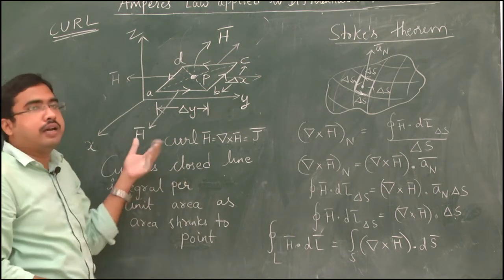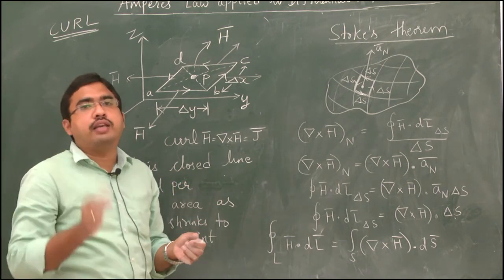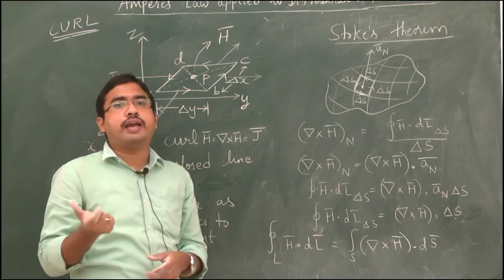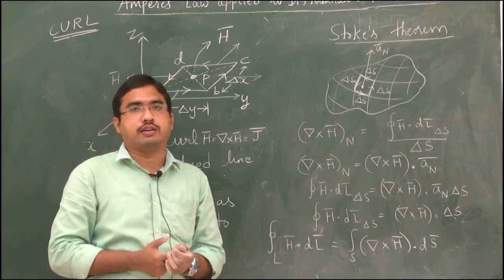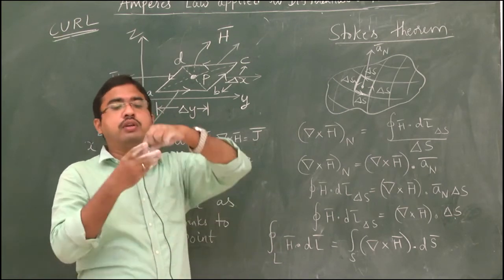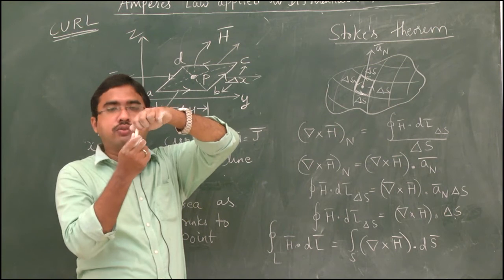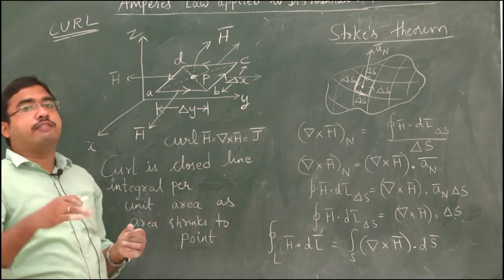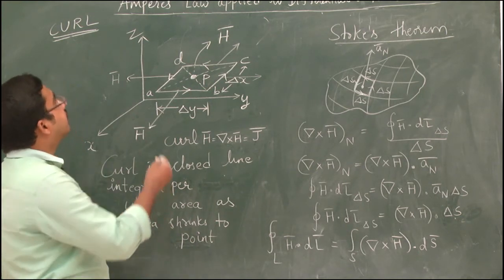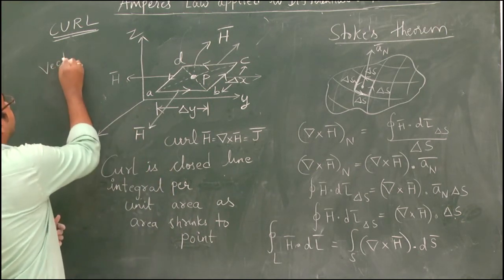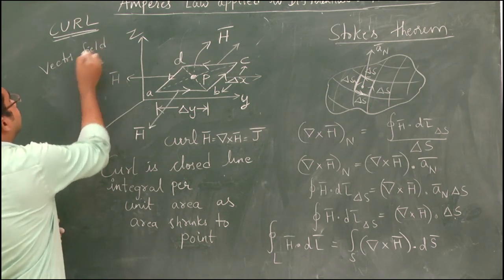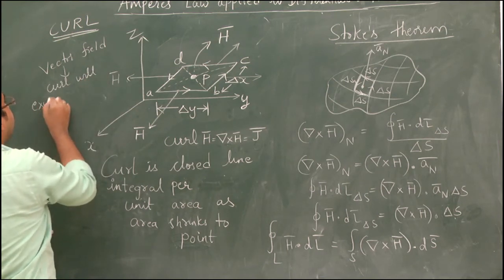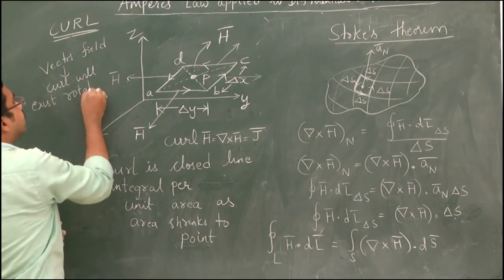How can you compare this? If you take any body and that body rotates about its own axis, then that can be taken as curl. Suppose you are taking some screw and that screw is rotating about its own axis, then that can be taken as curl. Suppose you consider vector fields, curl will exist only if the field is rotational.